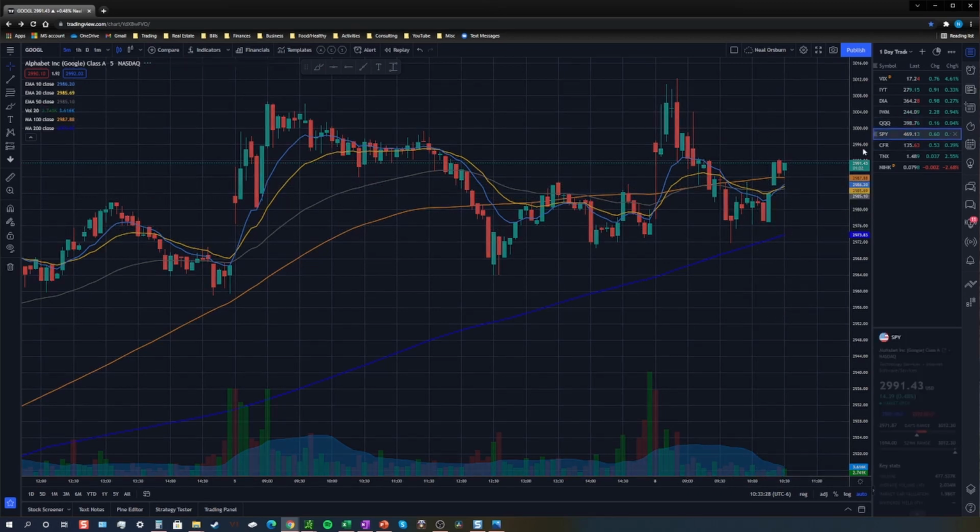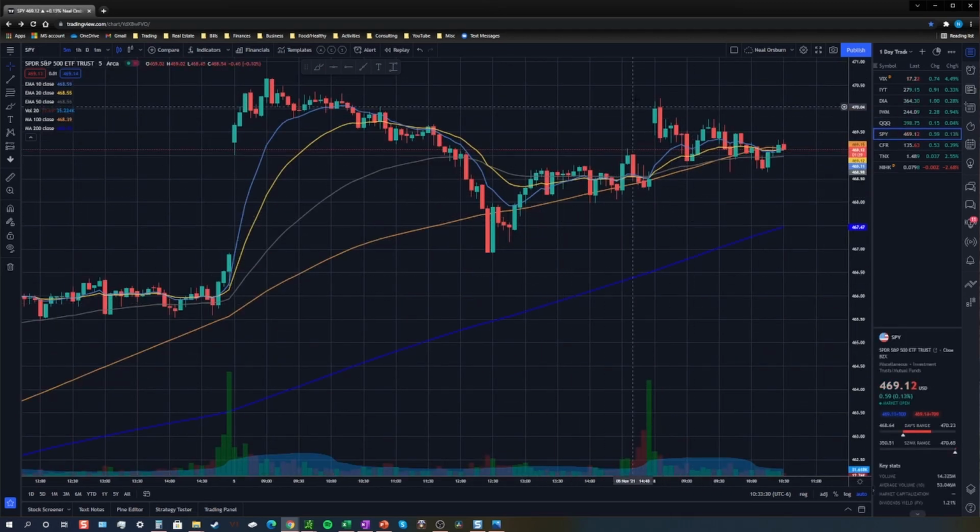I'm going to switch over to the SPY. You can see here each one of these candles represents 5 minutes on the trading day. The trading day opened here and has traded down sideways most of the day so far. So that's how you get around.